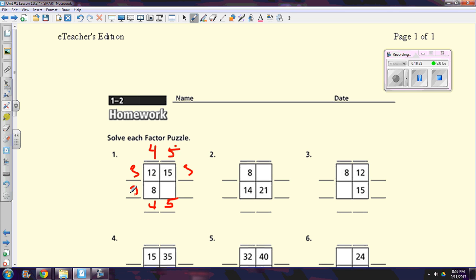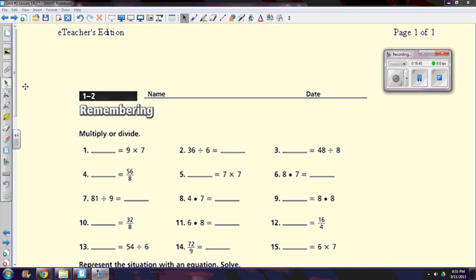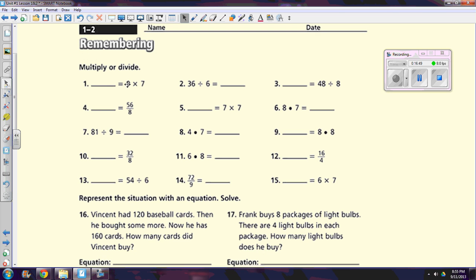8 divided by 4 is 2. 2 times 5 is 10. And so on. And the remembering page is more of the same as well. And problem number 1, multiply or divide. Blank equals 9 times 7. 63. Oops. The dot stands for multiplication. 16, that's divided by 4. So your answer would be 4. 16 over 4 equals 4.